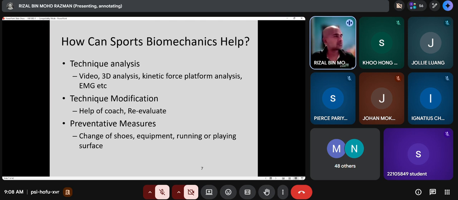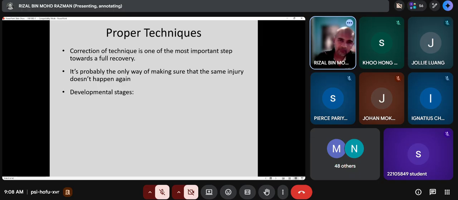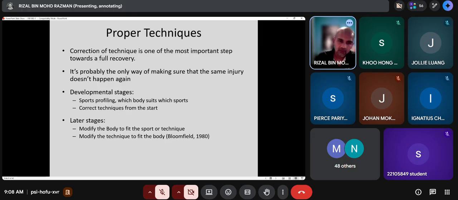Okay, and then running surface is a big deal as well. Now, pretty much when you run, you are running on hard surface, on tar, on concrete. So how does that affect your musculoskeletal structure over time? Okay, so we look into that as well. So most of the time, we go for correction of techniques. I mentioned, we analyze technique, we improve techniques, we correct techniques. So biomechanics, sports biomechanics especially, relates to that.